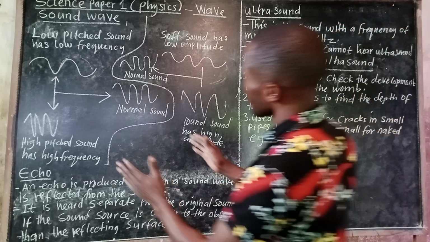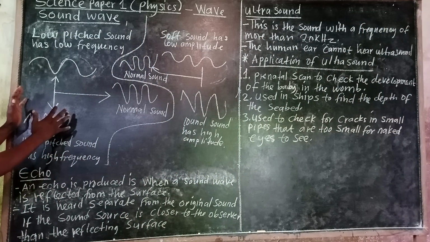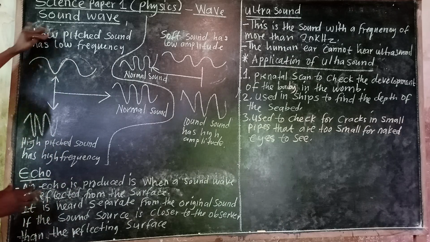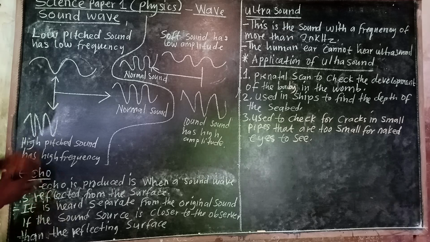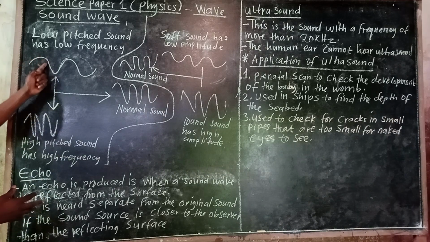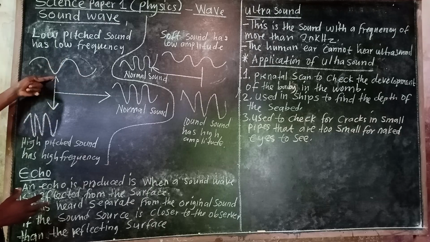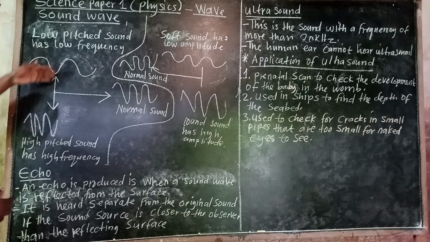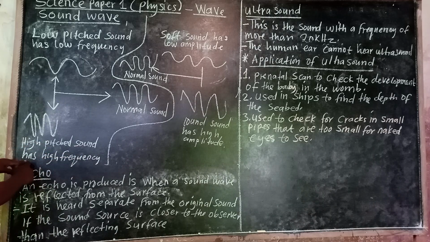So these are now waves that have been illustrated. We are starting with the low pitched sound. Low pitched sound has low frequency. Okay, so this is low frequency. This is an indication of low frequency. That's how it moves. Then from there, down here, we have the high pitched sound. It has a high frequency.